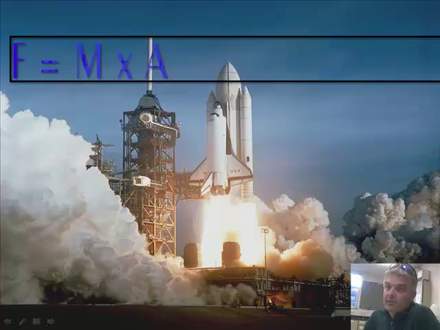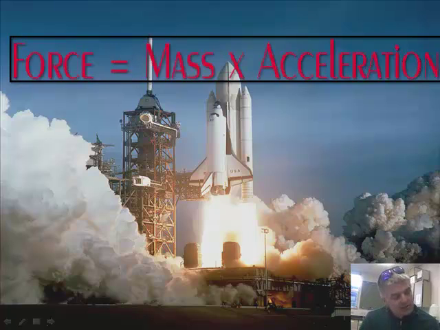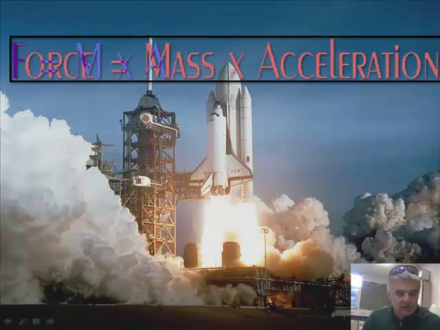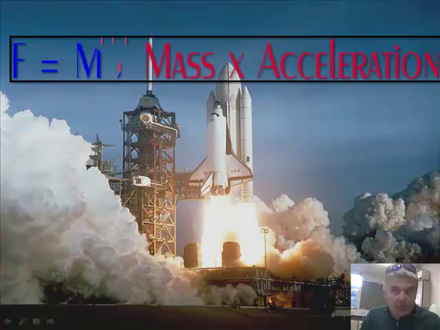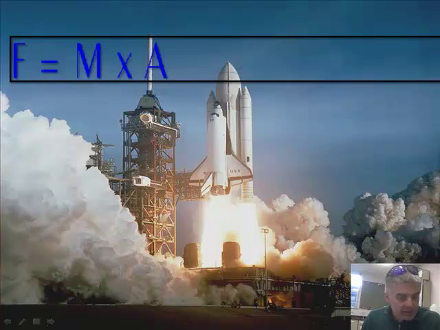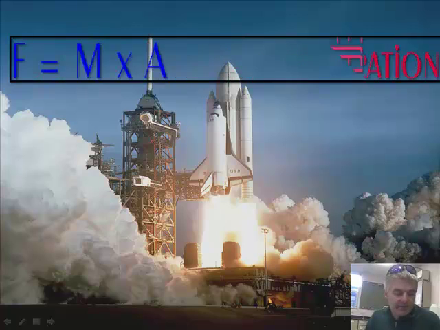Here's kind of a cool animation. Force equals mass times acceleration. We've got to sing a song. Force equals mass times acceleration. Acceleration times mass equals force, etc. No? That didn't work for you?